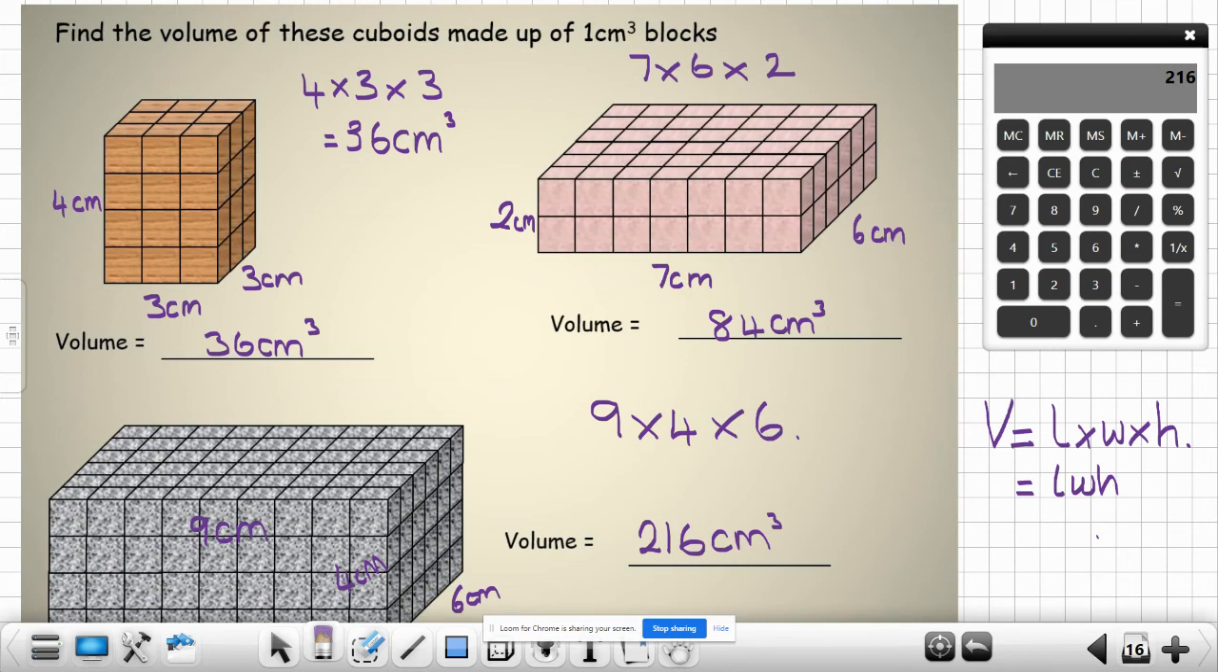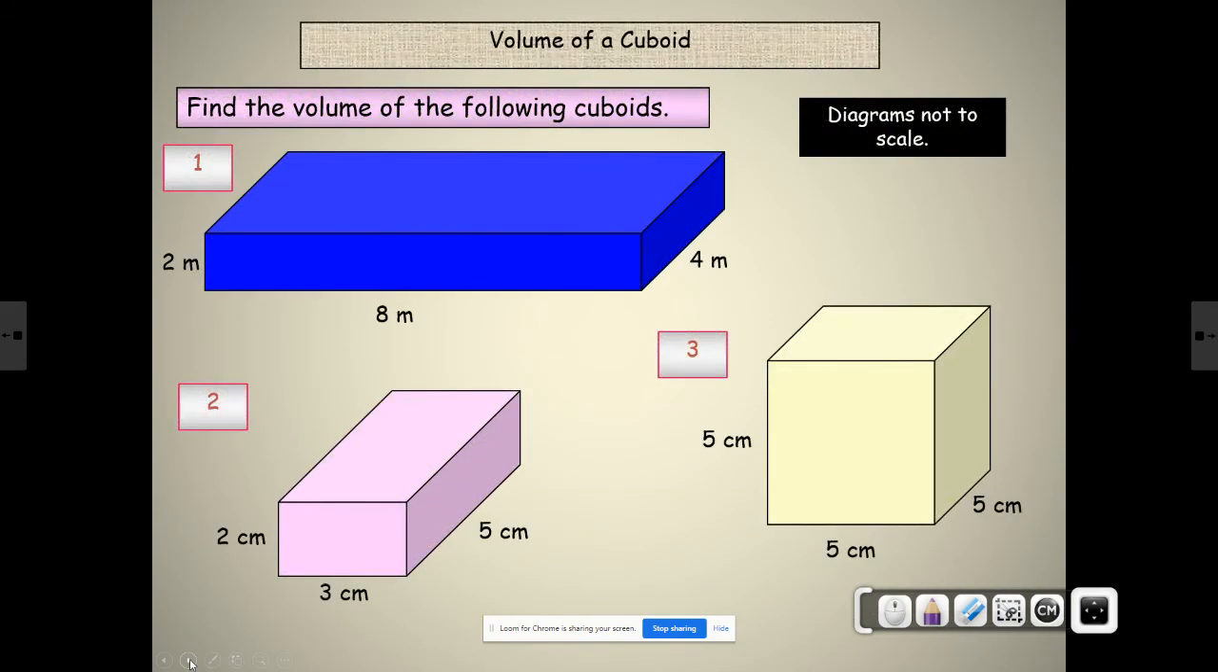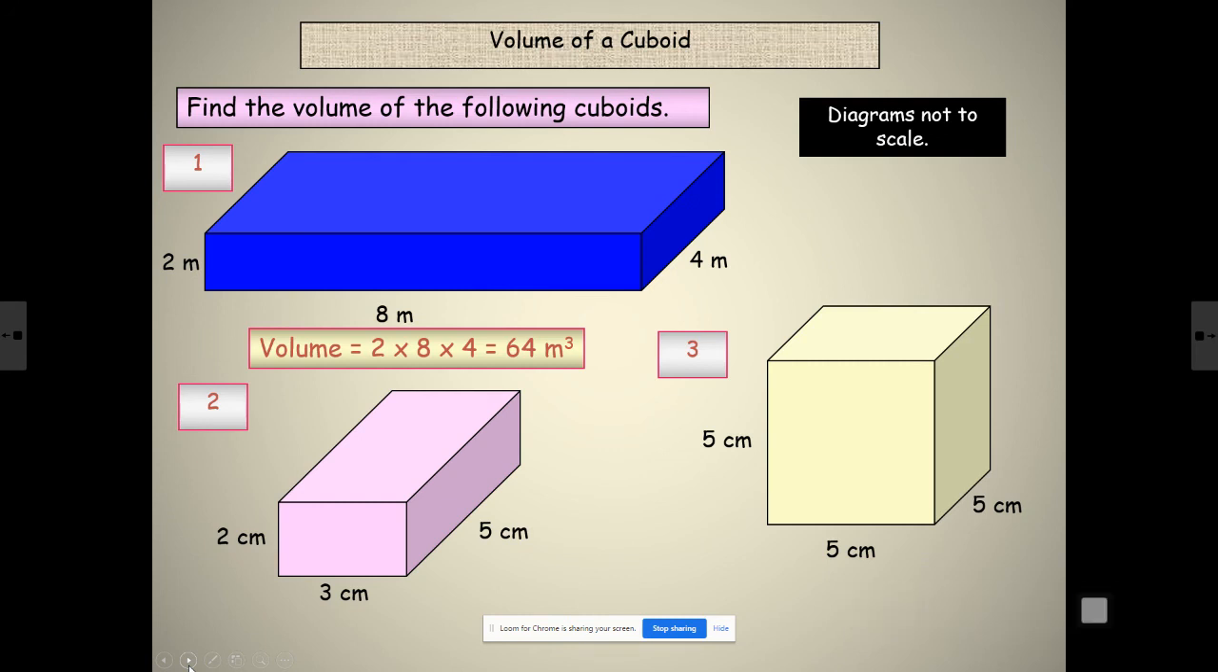Once we've believed it, because we've seen it with the cubes, we then should be able to move on and do it when we can't see the cubes. So let's have a look at these examples. In these examples, we can't see the cubes, but we are given the measurements, and we do need to have the measurements. So we can see this has dimensions of 2 and 8 and 4. So we are going to get 2 times 8 times 4 equals 64 cubed meters.